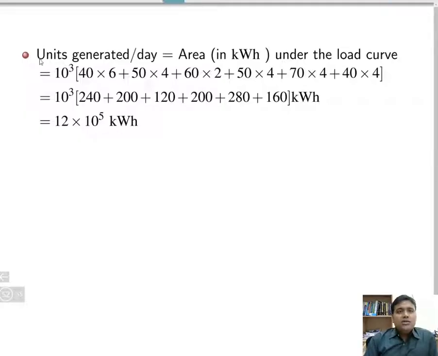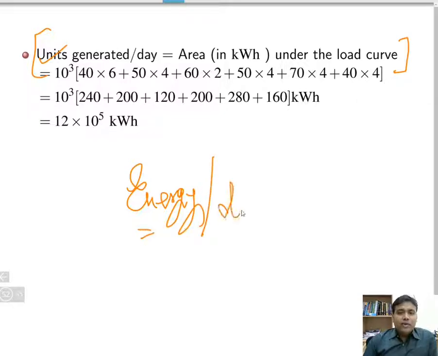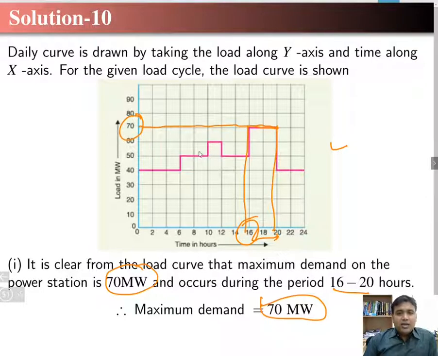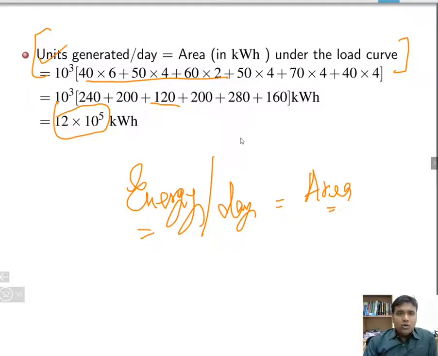Now, how much energy in units is generated? You know that the area under the load curve will give you the total energy generated in a particular day. So energy generated in a day is basically the area obtained from the load curve. So just obtain the area under the load curve. You will have 12 into 10 to the power 5 kilowatt hour. You can divide this into different time intervals and obtain the area under the load curve.